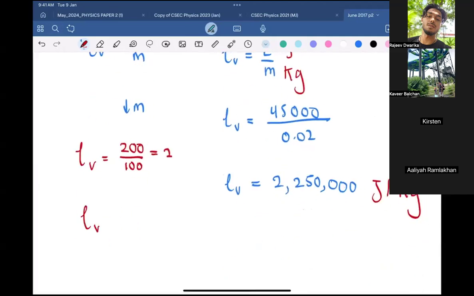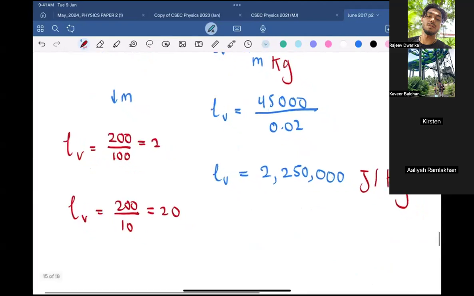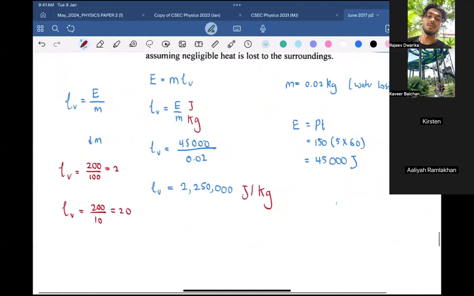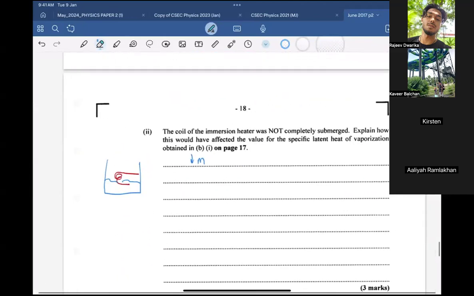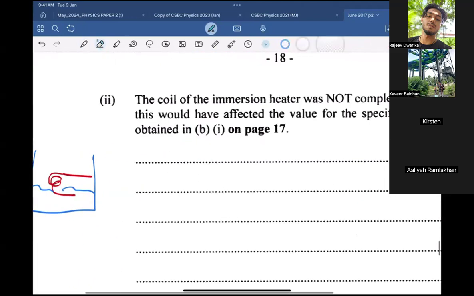So we're decreasing the mass. Let me decrease it to say 10. What happened now? It increased, because you're dividing by less. So if the mass of steam is decreasing, the latent heat of vaporization will increase. Yes, that is how it works here, according to the formula.